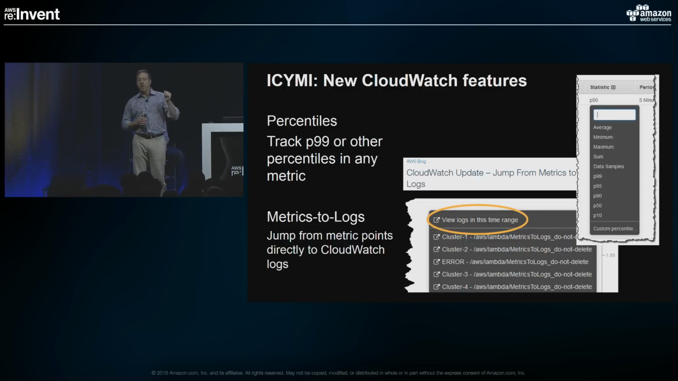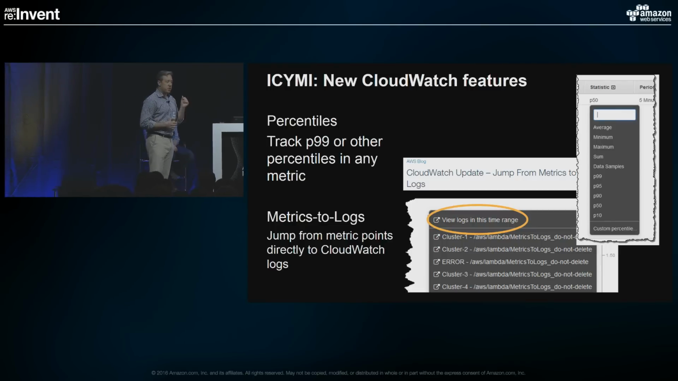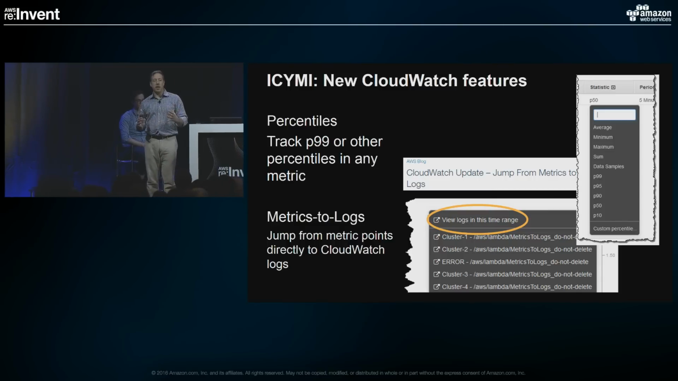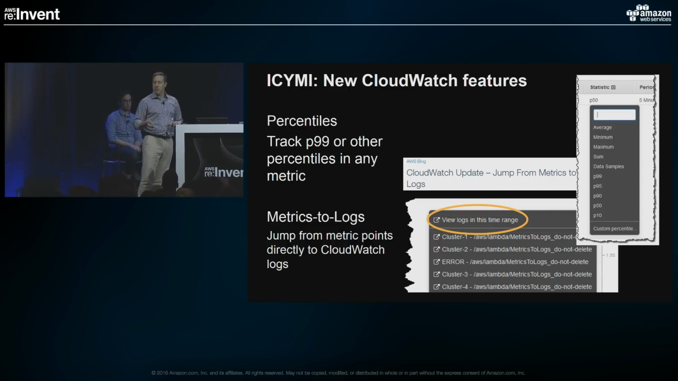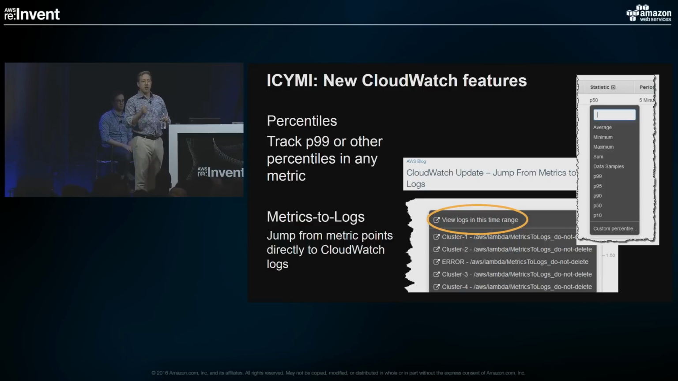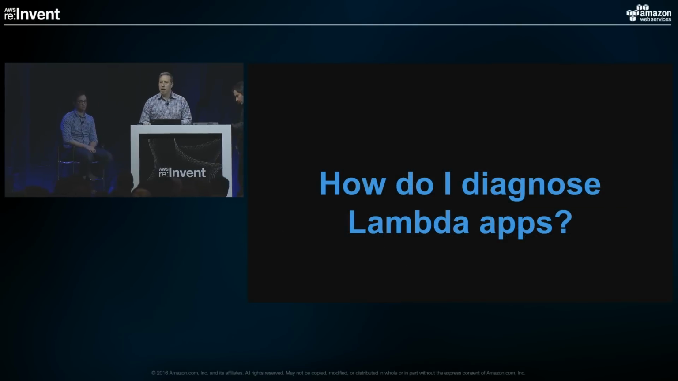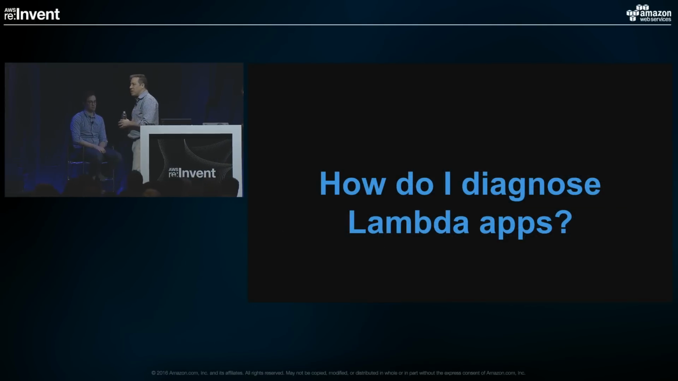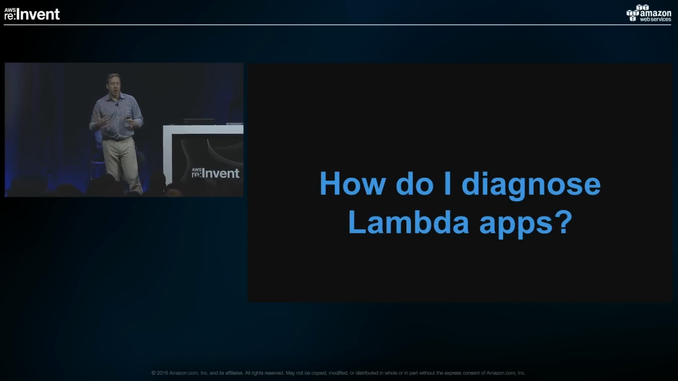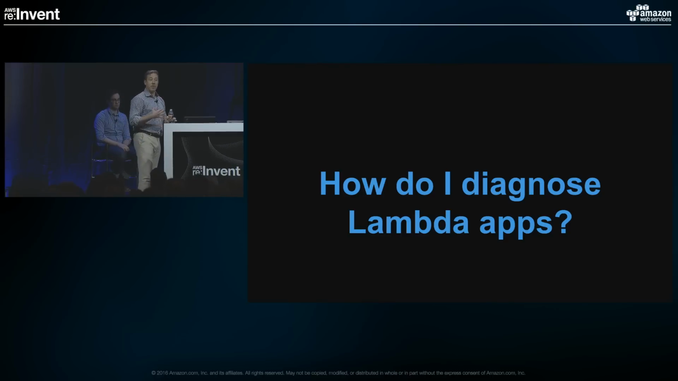So you can go in, find a metric that you think is suspicious or somehow anomalous, and then be able to hop directly to the CloudWatch logs that tell you in detail what happened. So you can utilize the metrics and the logs that Lambda's already generating and be able to tie them and correlate them together more easily as a diagnostic experience. So diagnostics in general is a really important area for serverless apps and for Lambda apps in particular.